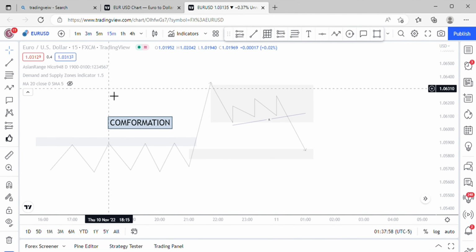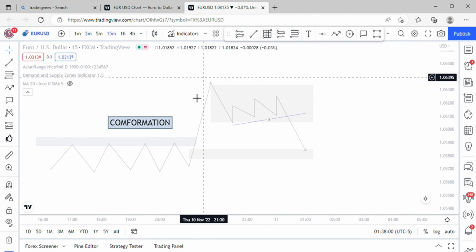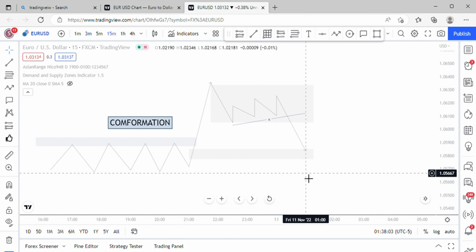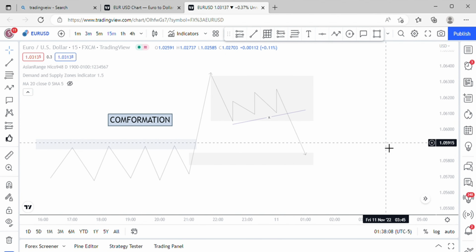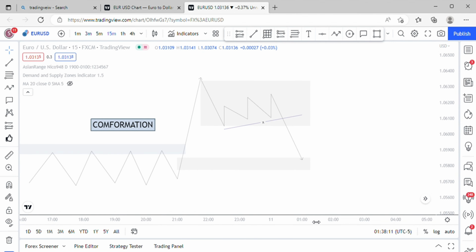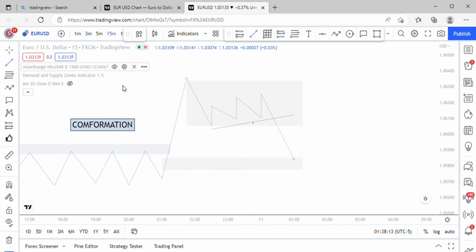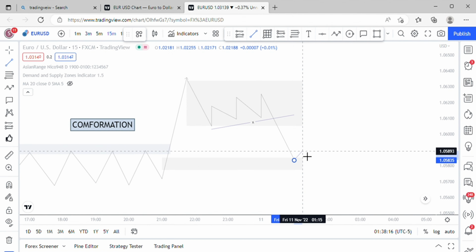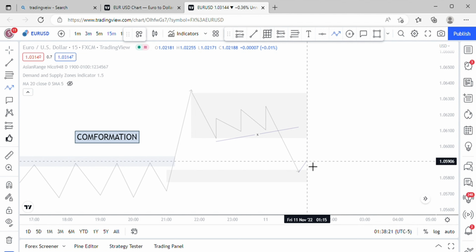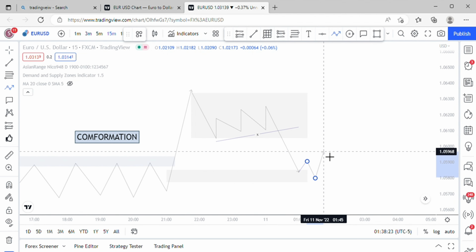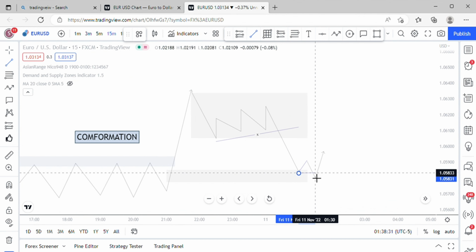Step number six is confirmation. Once the market sweeps the liquidity to the downside and taps our demand zone, we have to look for confirmation. So we should drop down to the 1 minute chart and look for a change of character, just like this. We have to look for a break of structure to the downside.